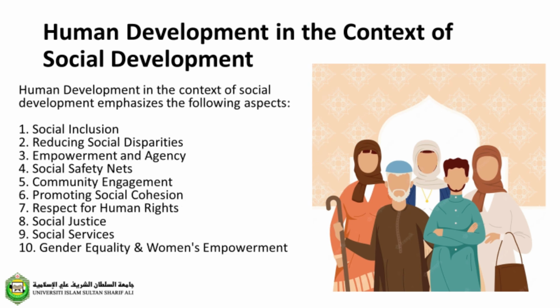Human development in the context of social development emphasizes the following aspects. 1. Social inclusion. 2. Reducing social disparities. 3. Empowerment and agency. 4. Social safety nets. 5. Community engagement. 6. Promoting social cohesion. 7. Respect for human rights. 8. Social justice. 9. Social services. 10. Gender equality and women's empowerment.